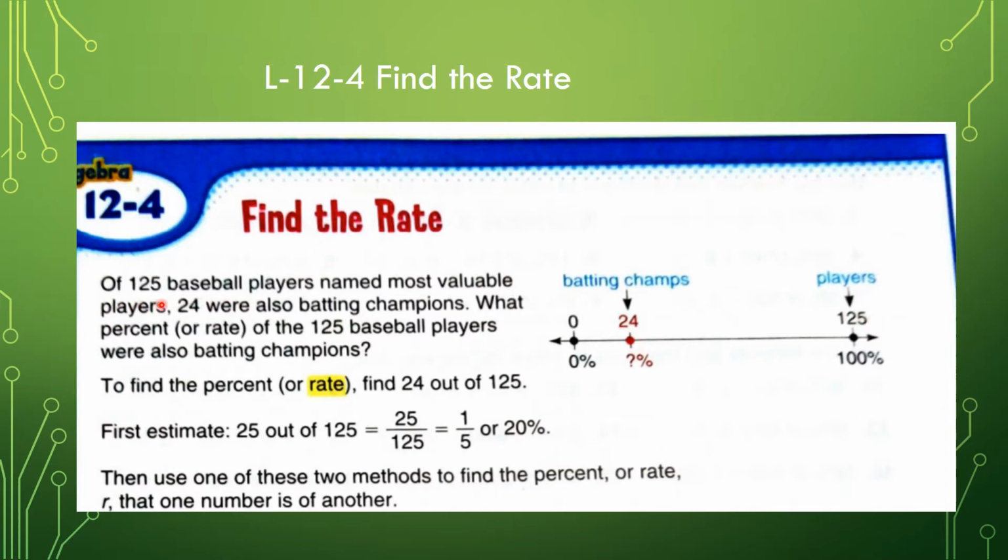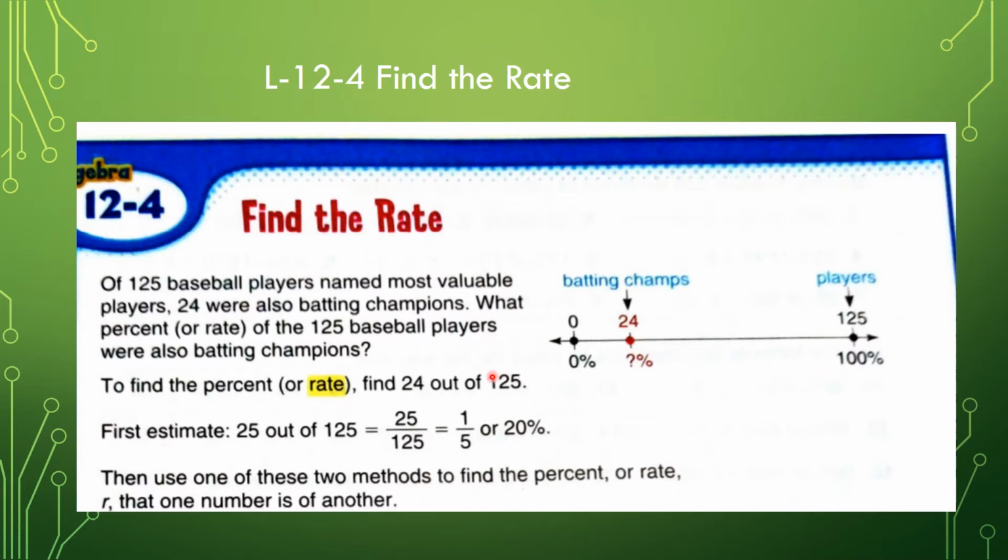In this example, altogether our baseball players are 125, and 24 were also batting champions. What percent of 125 players were also batting champions? That means find the percent or the rate of the batting champions. The batting champions are 24, so it is 24 out of 125.